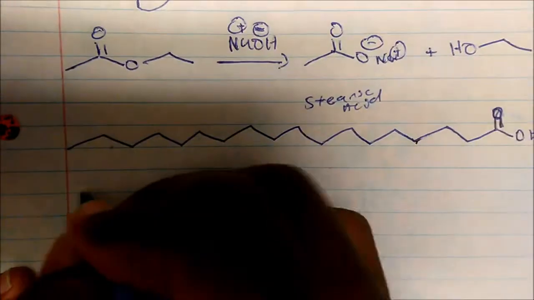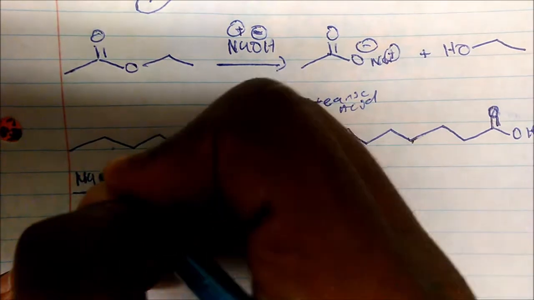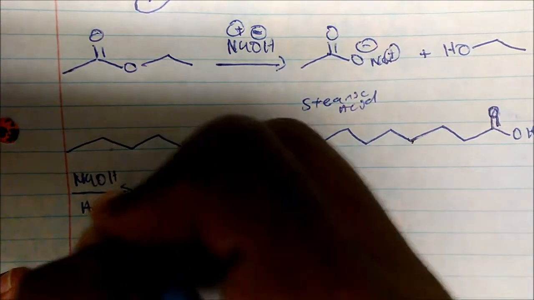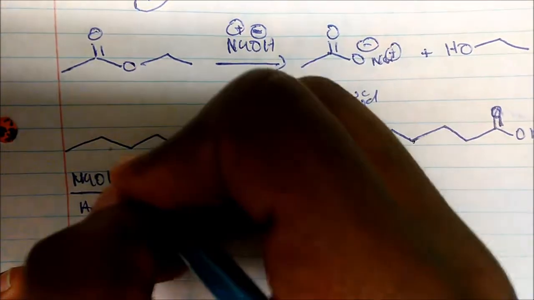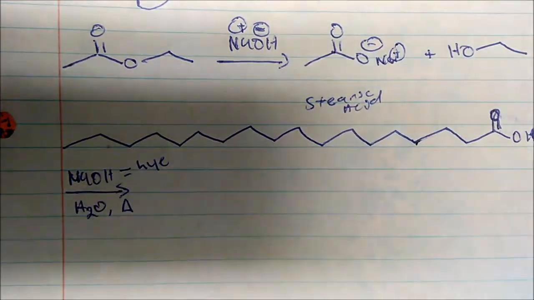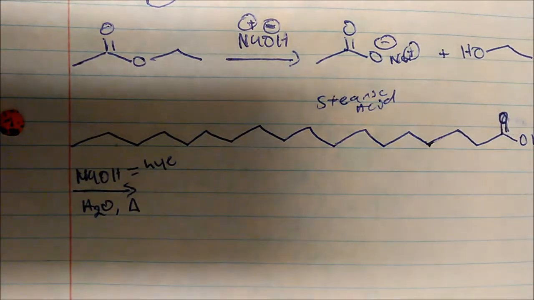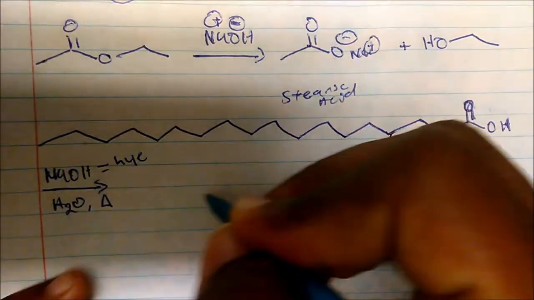We take stearic acid and we add sodium hydroxide in water under heated conditions. Sodium hydroxide is also called lye. So we take stearic acid and we add sodium hydroxide, and here's what we get.